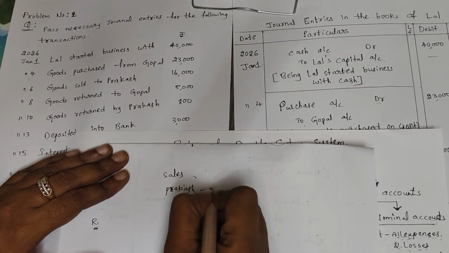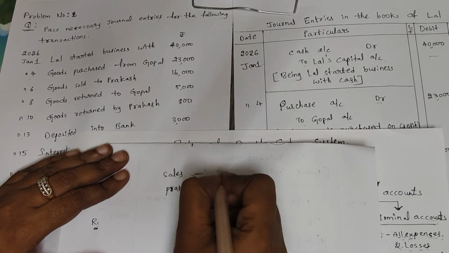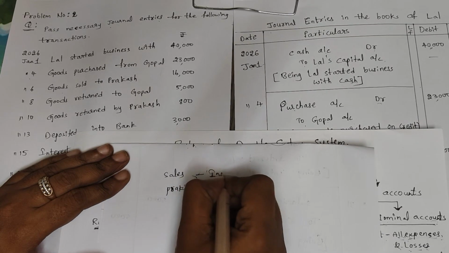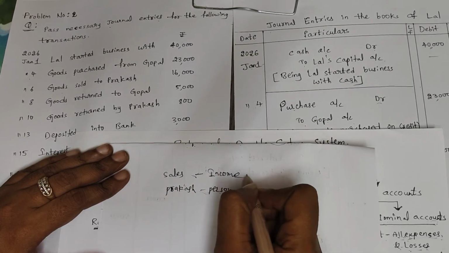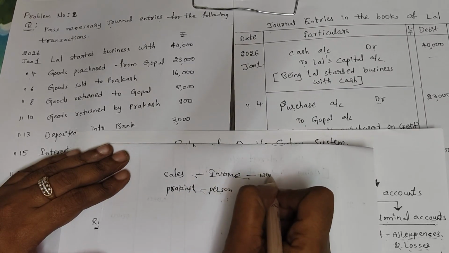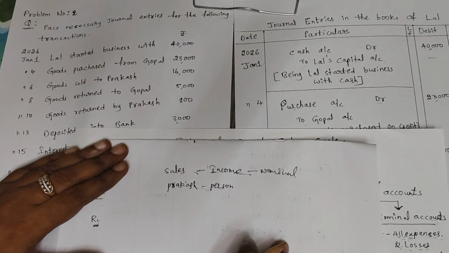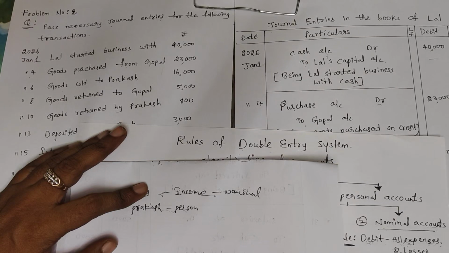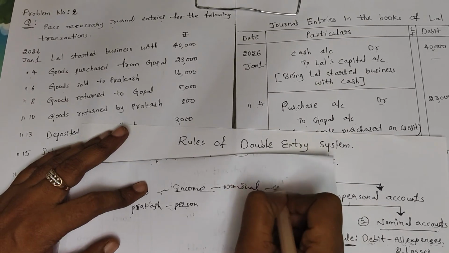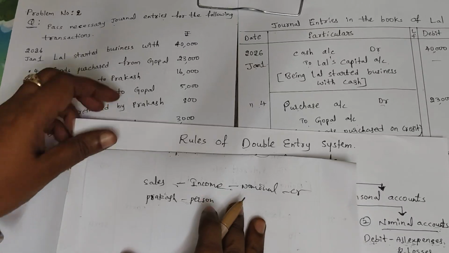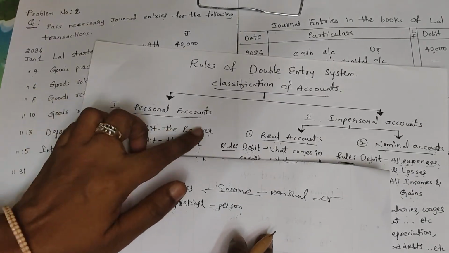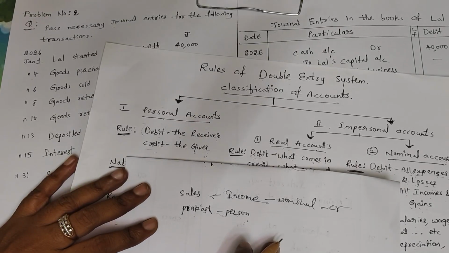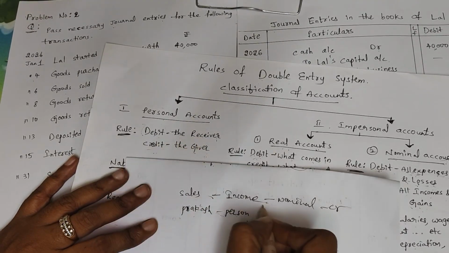Okay. So Prakash is a person, and sales is an income, because if you are selling any product, you are receiving cash, so it is an income. Incomes come under nominal account. Nominal account rule is all expenses and losses debit, all incomes and gains credit. So income will be credit. Then Prakash is a personal account. Personal account rule is debit the receiver, credit the giver. So if you are selling to Prakash, Prakash is the receiver. So the receiver's account is debit.